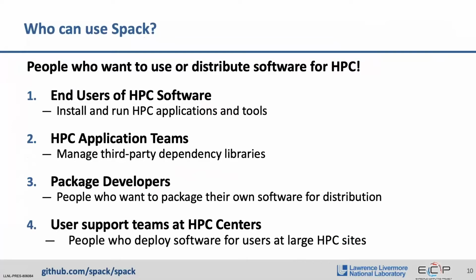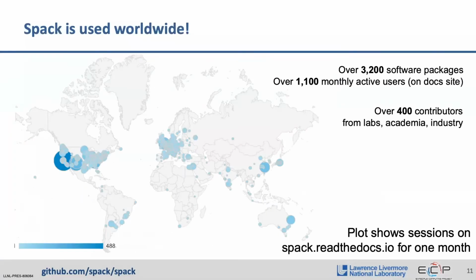We want to support package developers, so anyone who wants to get their package out to more people and have them used widely can use Spack. And we want to support user support teams, so all those people building the software on big machines that I talked about earlier, we want to make their life easier and automate a lot of it. Since we made Spack in, I guess, 2013, 2014, it's become pretty popular. It's used worldwide. This is really hard to see.